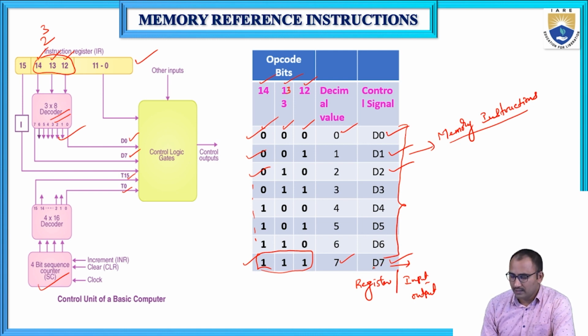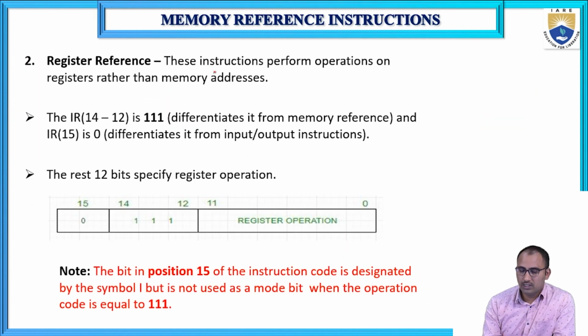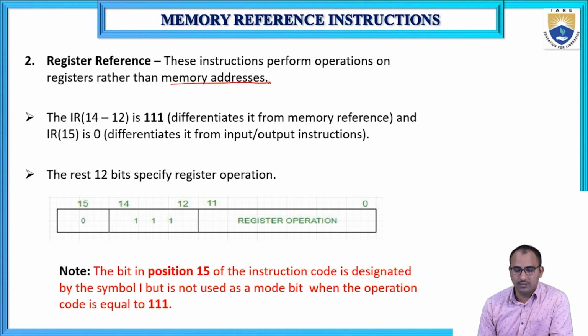Next, D7. If D7 is equal to 1, that means all the input combinations are logic 1, and that corresponds to either a register reference instruction or an input or output instruction. Coming to the second one, the register reference instruction. These instructions perform operations on registers rather than memory addresses.